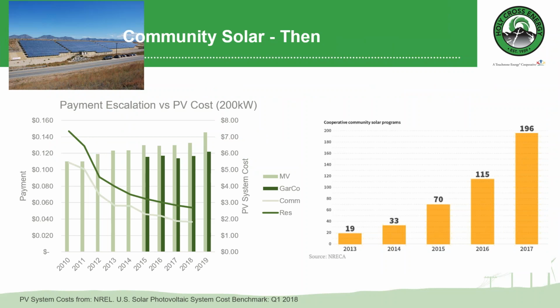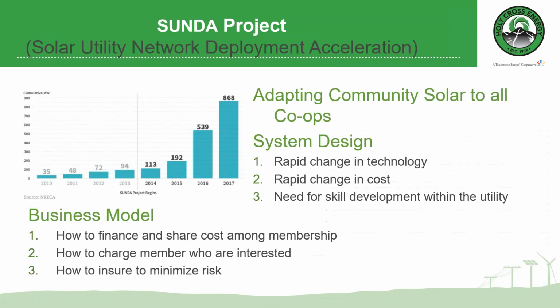Graph on the left shows the escalation payments made by our community solar projects versus NREL's PV cost benchmarks. It is important to reconcile the incurred costs of community solar versus the declining cost of installation. The graph on the right shows the progress of community solar among all co-ops, which is now up to 200 programs. So why is that?